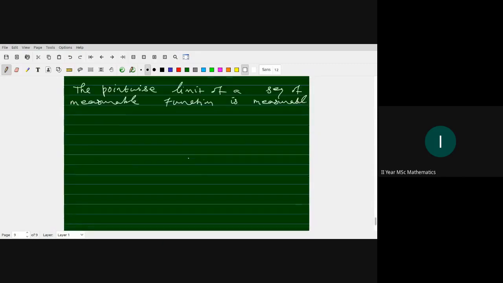Okay, so now we take some nice examples of measurable functions. Every continuous function is measurable.